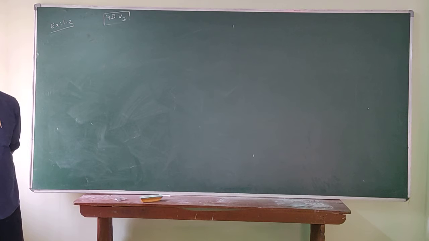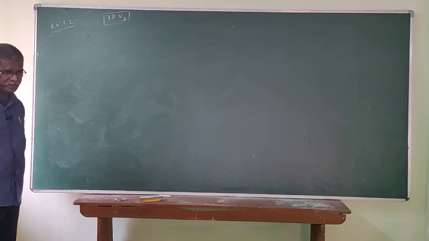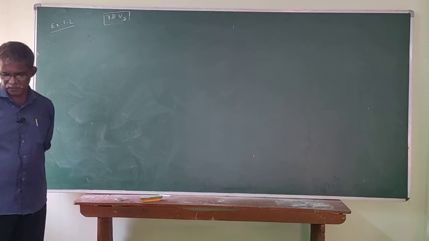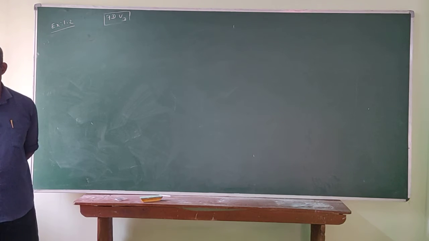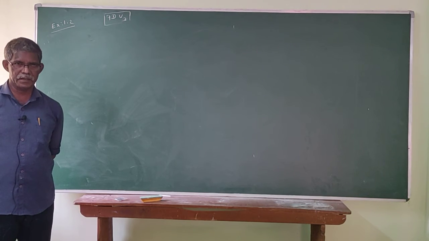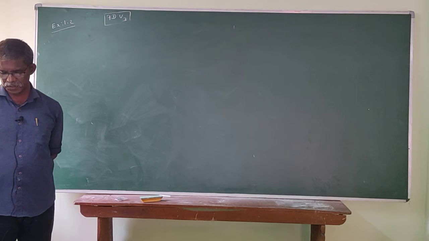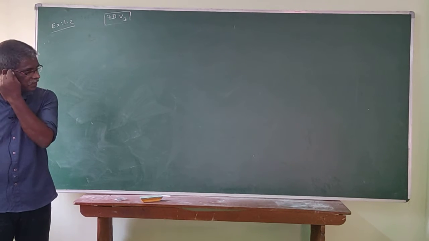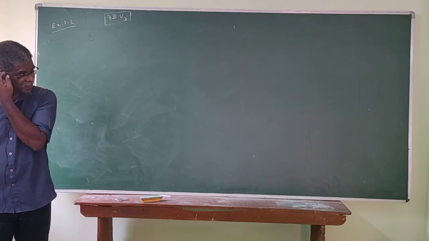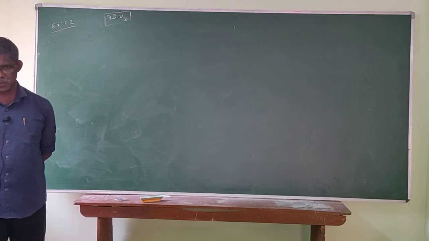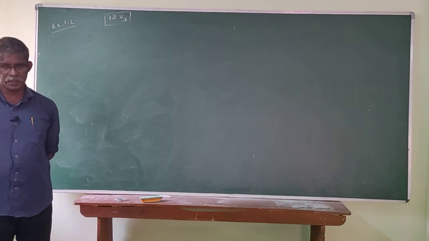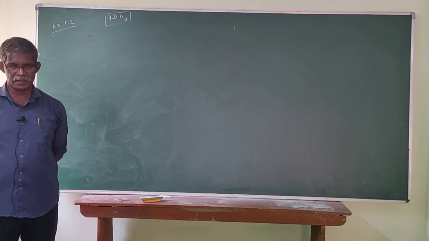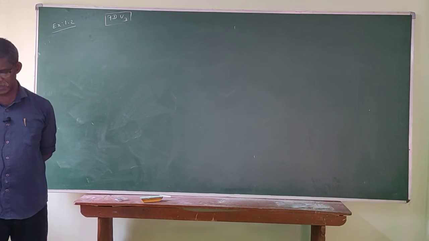And the answer is the empty set. All even numbers are divisible by 2. So we are not able to find any number which is not divisible by 2. Therefore, we are not able to find any single number which is not divisible by 2.